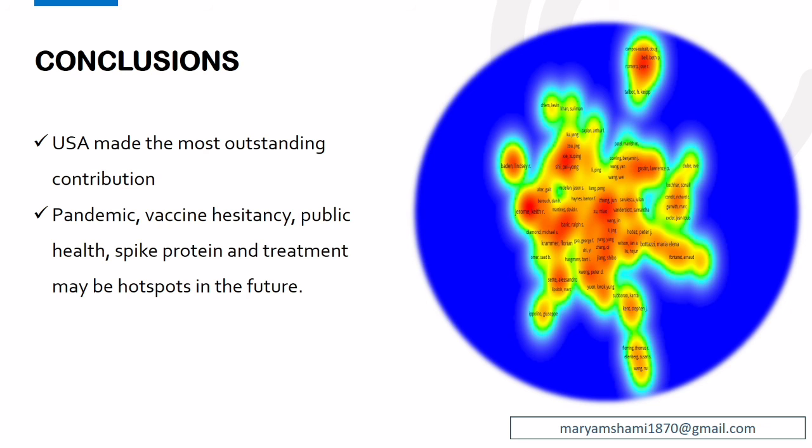The main limitation of this study was the repetition of some keywords when analyzing the data, which should be integrated before analyzing these keywords. Pandemic, vaccine hesitancy, public health, spike protein and treatment may be hotspots in the future.